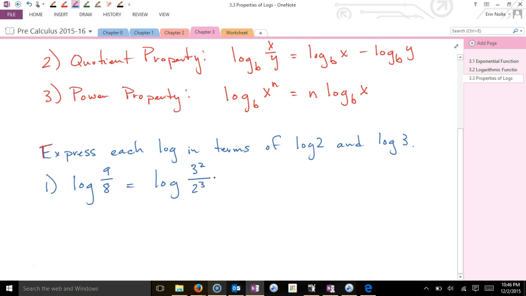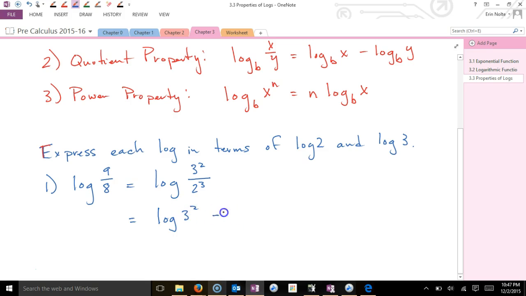Okay, so now I'm going to use my property. What's happening between technically the 9 and the 8? They're dividing. So what property am I going to use? The quotient one. So if the two things are being divided, when I expand it, what is it going to say? You have to use the power property too. Yep, and I'm going to use that second. You're right. So it's going to be, really done, 2 log 3 minus 3 log 2.